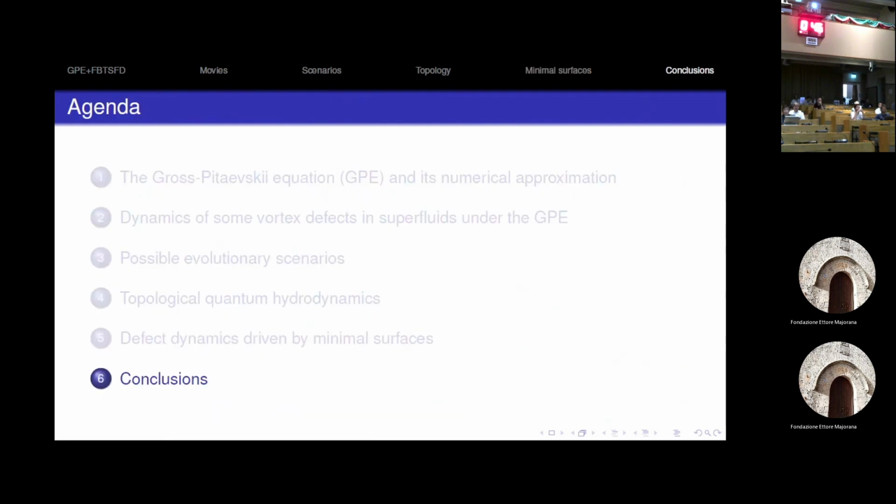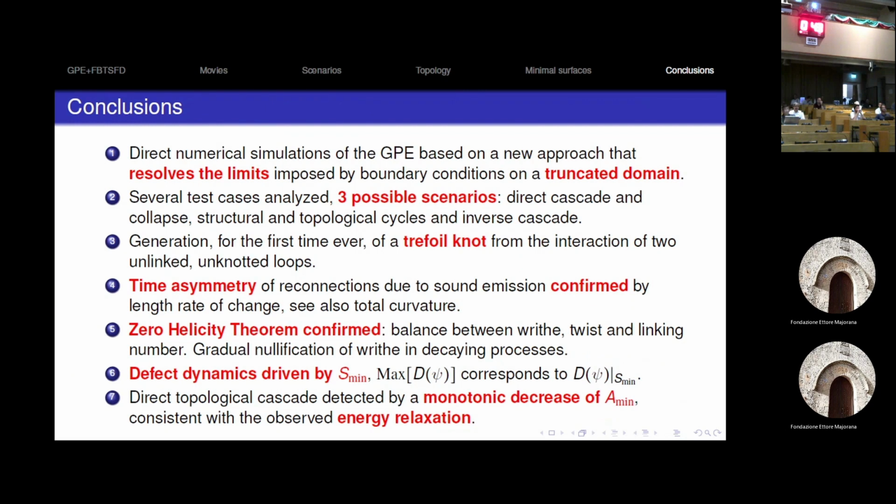So these are the conclusions. We ran direct numerical simulations of the GPE using a new code resolving the problem about a truncated domain. We identified 3 possible scenarios: direct cascade and collapse, structural and topological cycles, and the inverse cascade. The last one is, to us, the most important, because we showed that it's possible to generate a more complex structure, the trefoil knot, starting from very simple unknotted loops.